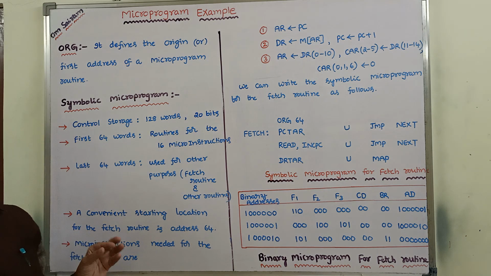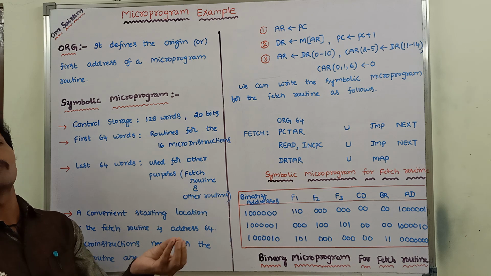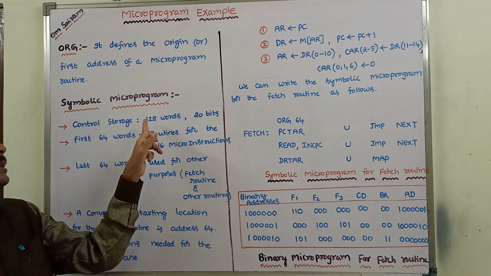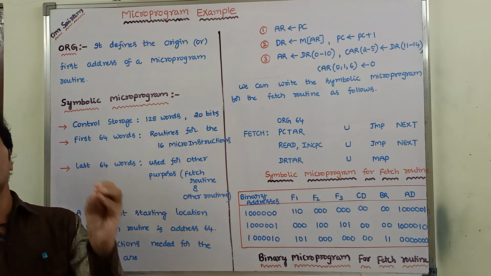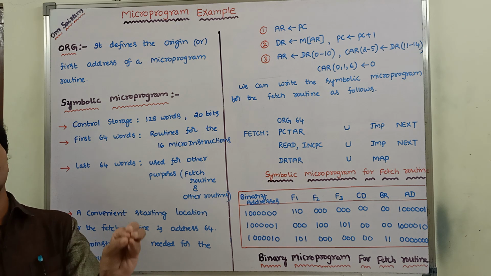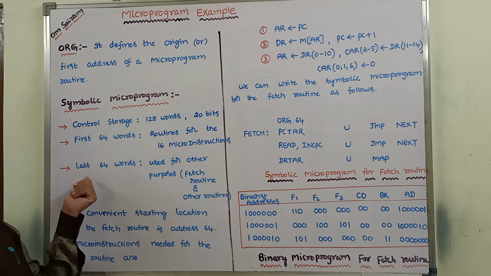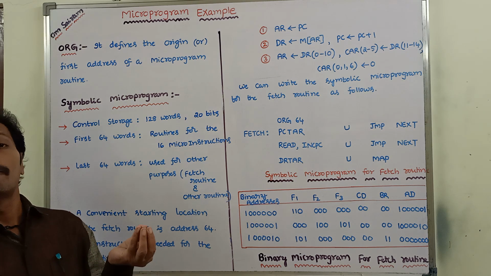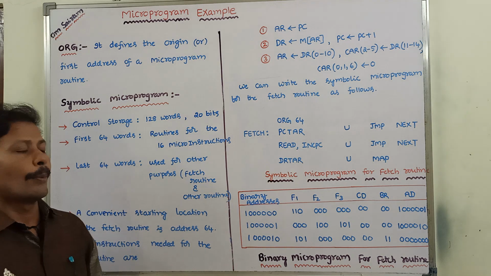Control memory consists of 128 words. Each word contains 20 bits. Among those 128 words, the first 64 words can be used for storing the addresses of 16 microinstructions, and the last 64 words can be used for the fetch routine and other routines.